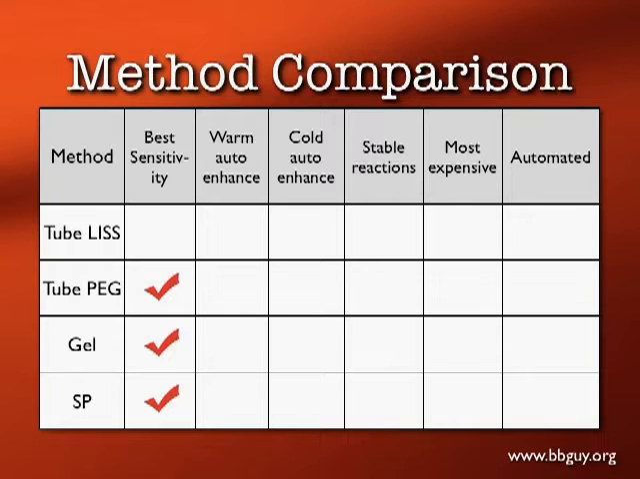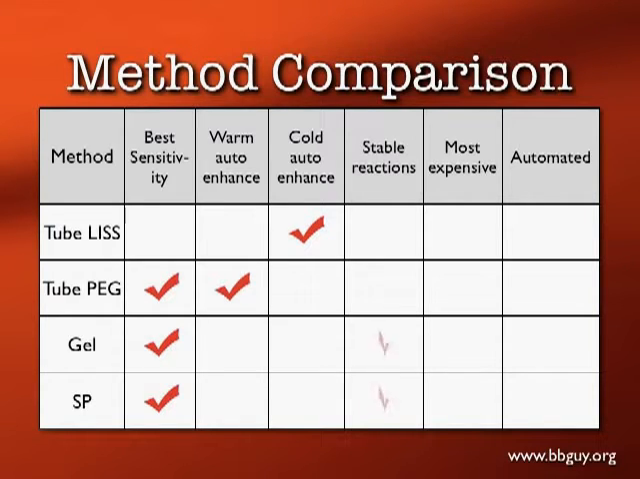One of the things that's interesting is that PEG in particular tends to enhance warm autoantibodies, and sometimes you can get some false positives with that. Gel and solid phase do that as well, not quite as much as PEG, but not far behind. LIS potentiation in tubes actually enhances cold autoantibodies, so unfortunately you sometimes see things that you don't really want to see. The next three columns are really all about gel and solid phase.